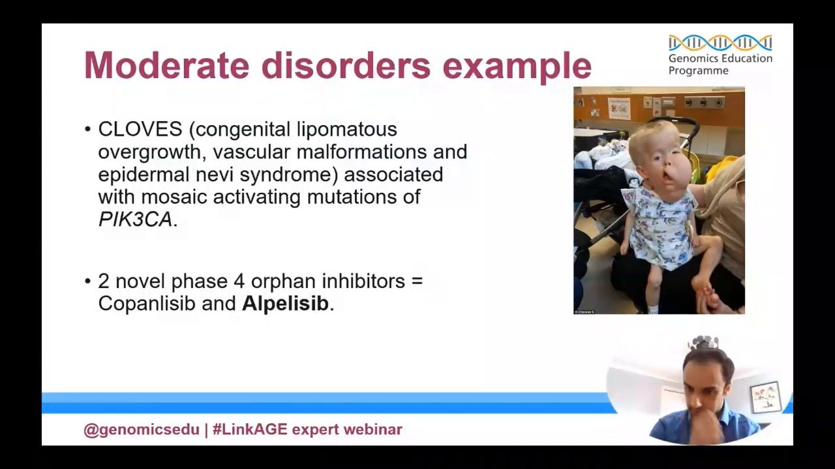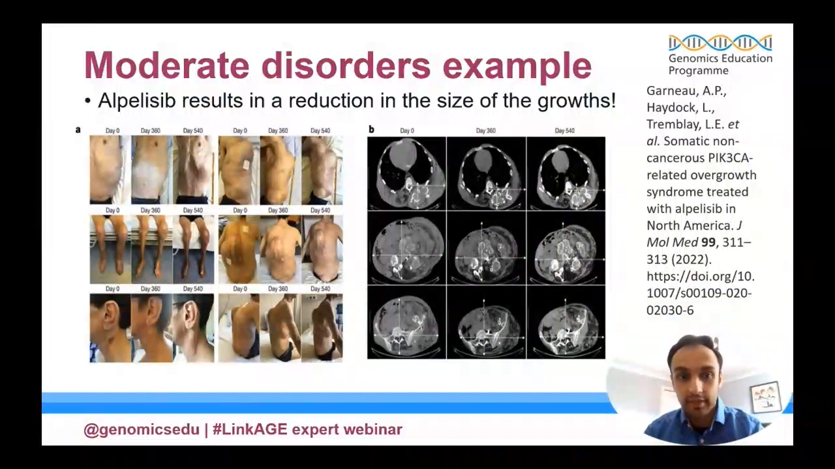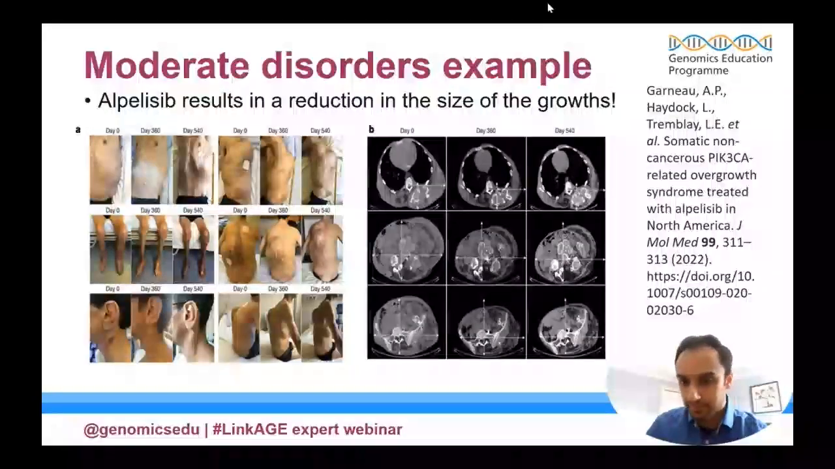And the reason I put alpelisib in bold is that when I first started talking about this algorithm, a group had started investigating alpelisib's use and used our algorithm as further evidence that it should work. And what they found is that it drastically reduced the size of the lipomatous overgrowth seen within CLOVES. And this was really promising to us, as it acted as another positive control essentially for our pipeline. And this is the reference for this study.